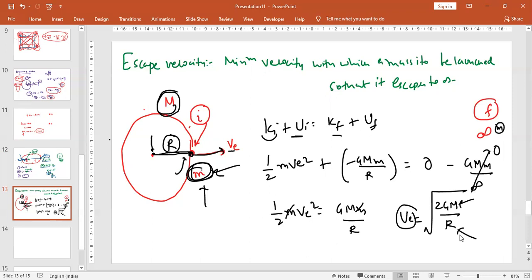Written, sir. Got it? Okay. This is how you have to calculate escape velocity.